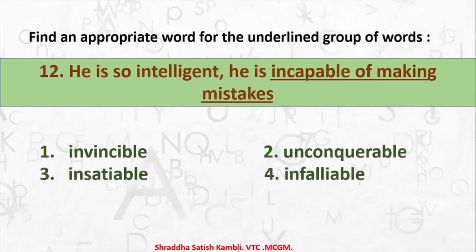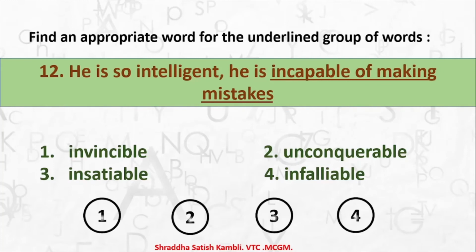Is it invincible, unconquerable, insatiable, or infallible? So which one is the answer? Is it 1, 2, 3 or 4? Yes, it is 4. Infallible. Infallible means someone who never fails, someone who never makes a mistake. So you can say, he is so intelligent, he is infallible.